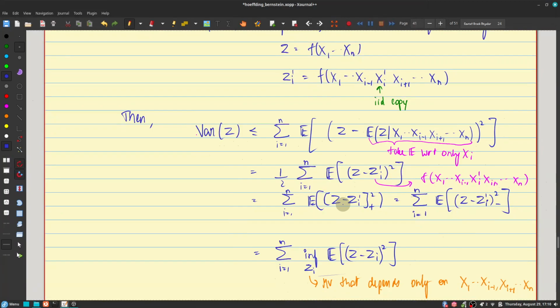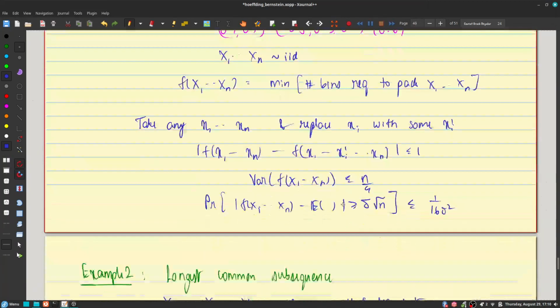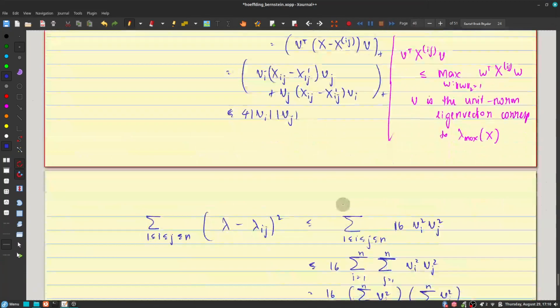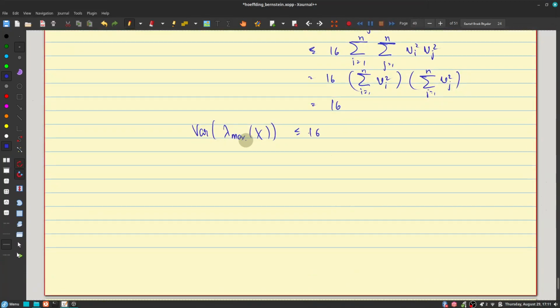In fact, right now we've only bounded the variance for this largest eigenvalue, but what you can show is that the probability that lambda max of x minus the expected value of lambda max of x is greater than or equal to delta is in fact decaying exponentially, like e to the minus delta square divided by some constant.